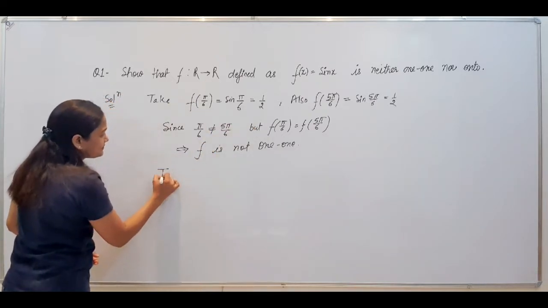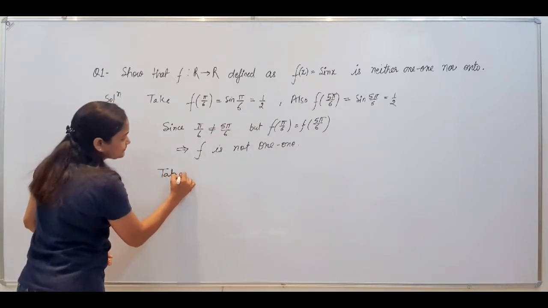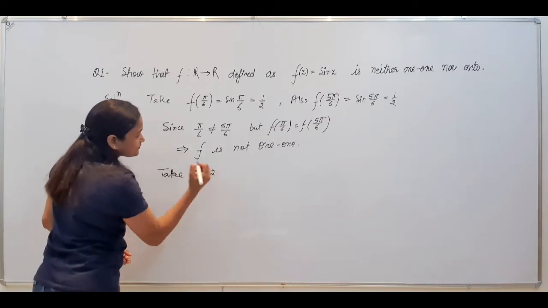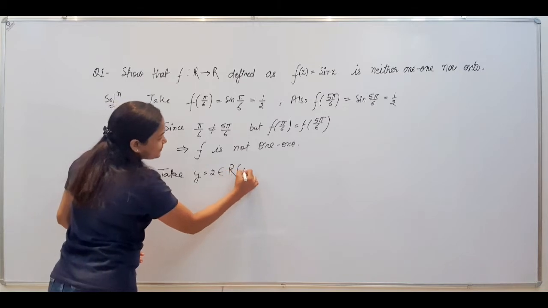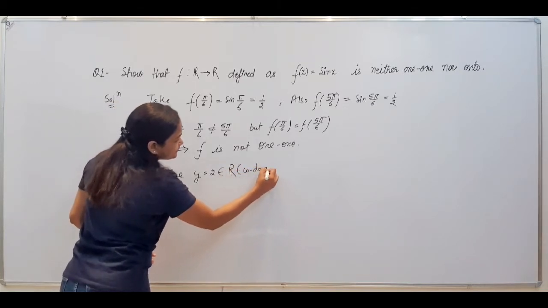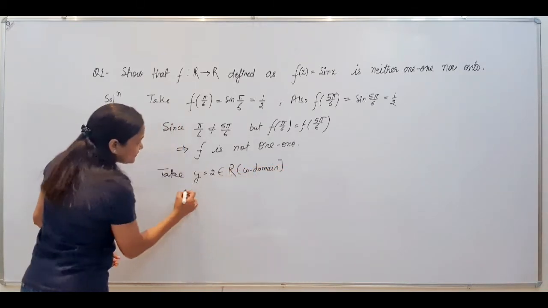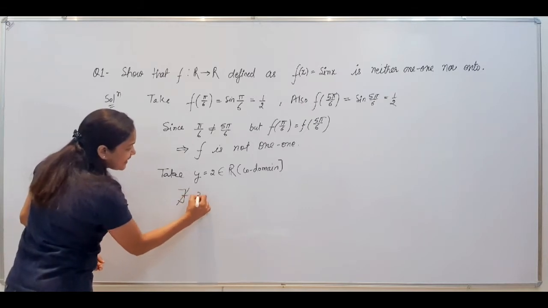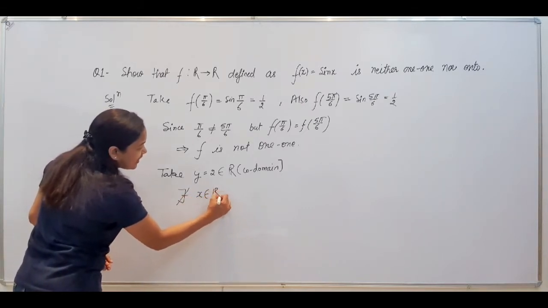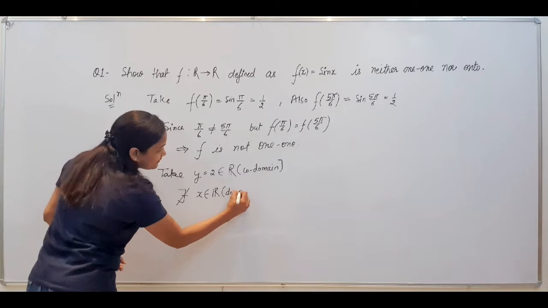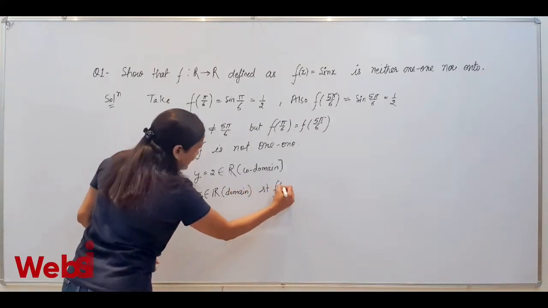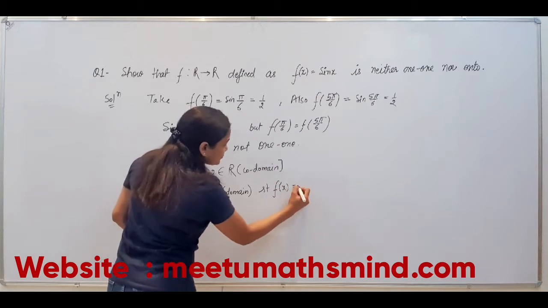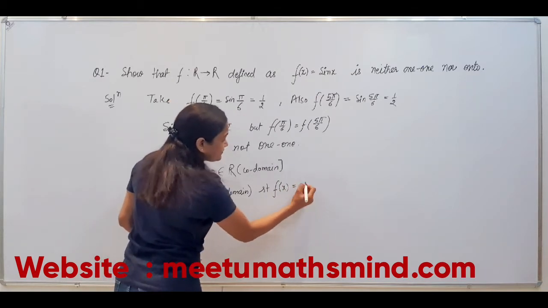Let us take y as 2, which belongs to the codomain. Now there does not exist any x belonging to our domain such that f of x is equal to 2.